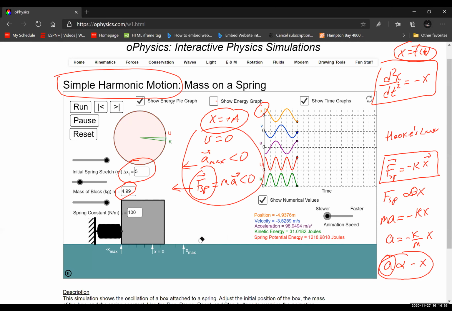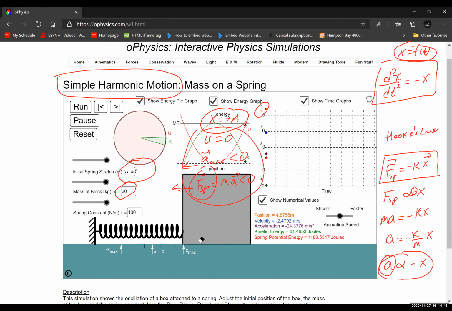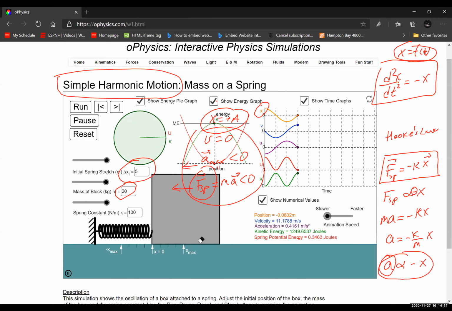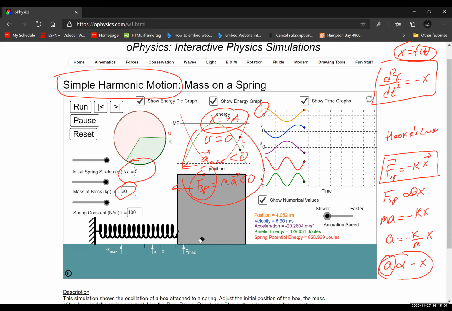All right. So let me reset this. Okay. I can't seem to reset. Oh, there you go. Okay. There you go. So let's look at this slowly. It goes between x equals plus a and minus a.